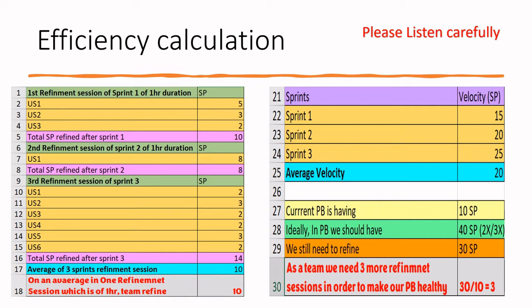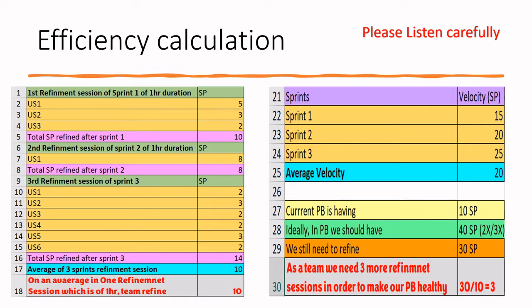In my third refinement session of sprint 3, again it's for 1 hour of duration, but in this session I can make 6 user stories refined. Out of the 6 user stories refined, I got the story points as 14, like 2, 3, 2, 2, 3, 2. I just read the yellow one user stories against the user story points. So at the end of the third refinement session, I got 14 story points refined. It's like 6 user stories, 14 story points at last after the refinement.